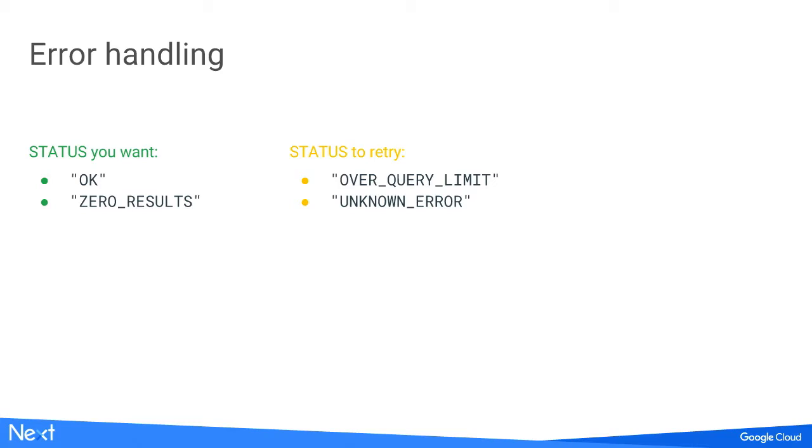So next, statuses where you want to retry the request. Over query limit has a lot to do with what we just talked about. So if you make too many requests within a certain time period, you're going to get this over query limit response. Like I said, usually this means QPS. You've gone over a certain number of queries within a second. But it can mean queries per day.